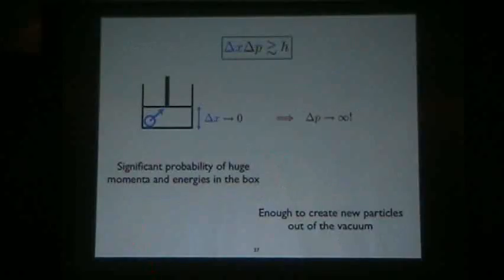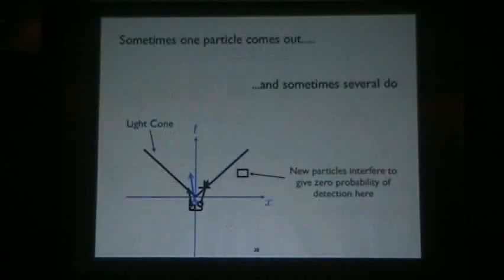Well, quantum mechanics has a funny way of getting out of it. If I localize the particle in a very small box, then the uncertainty in the momentum of the particle becomes very large. So there's a very large non-zero probability that this particle has huge momentum, and there's a huge amount of energy in the box. And that huge amount of energy is enough to pop new particles out of the vacuum. New particles can just be created from that energy. Well, particle pairs. So sometimes one particle comes out of the box, but sometimes when I open the box, to my surprise, many particles come out.